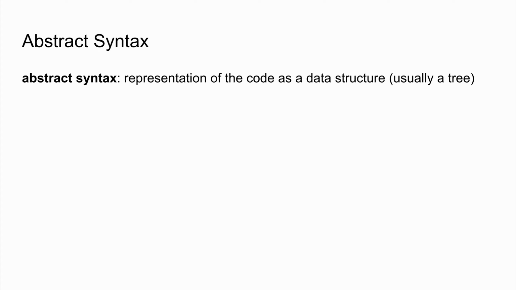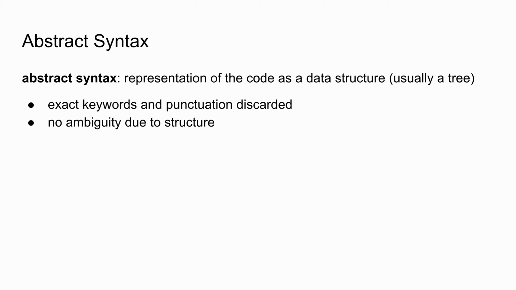Now let's go over abstract syntax. Abstract syntax is the representation of the code as a data structure, which is usually a tree. In fact, trees are so common that sometimes we just refer to the abstract syntax representation as an abstract syntax tree. Abstract syntax discards exact keywords and punctuation, like parentheses, for example. Whereas concrete syntax might require rules to resolve ambiguity, there is no ambiguity in abstract syntax due to the structure of the data type.